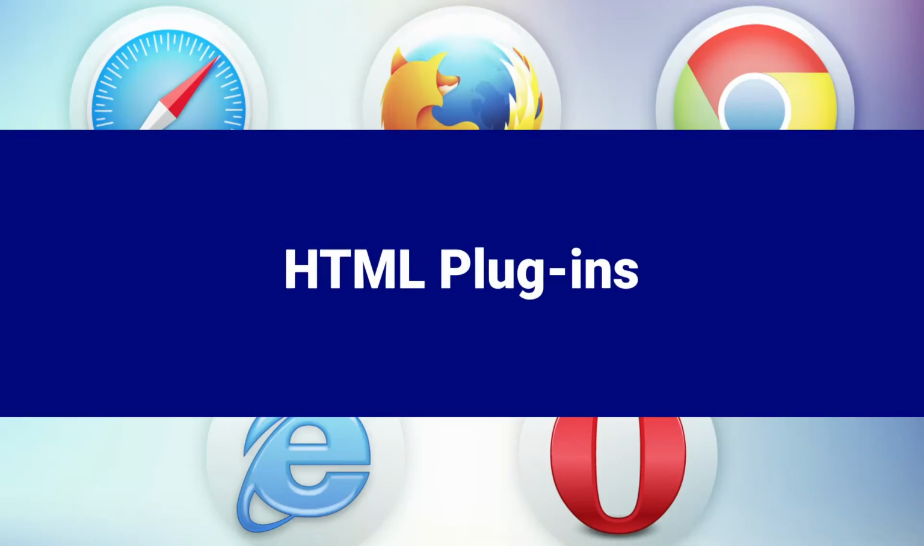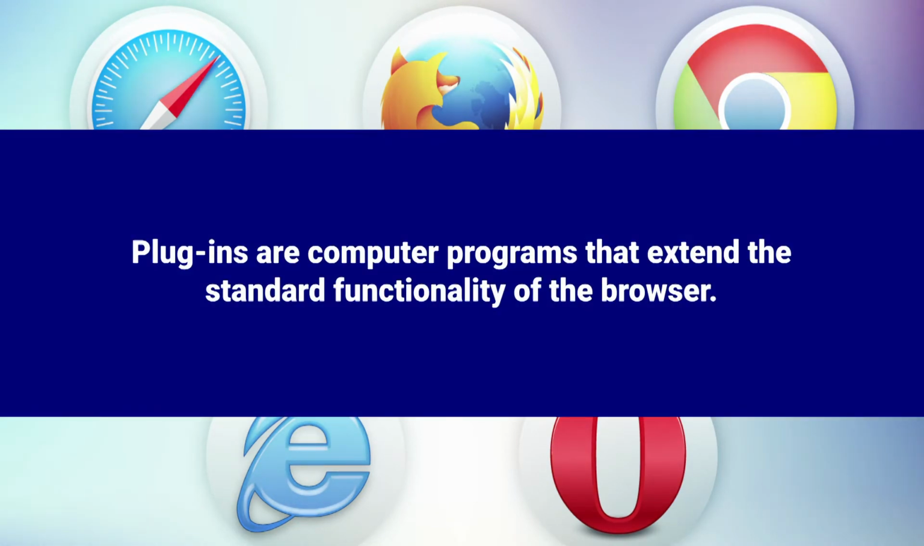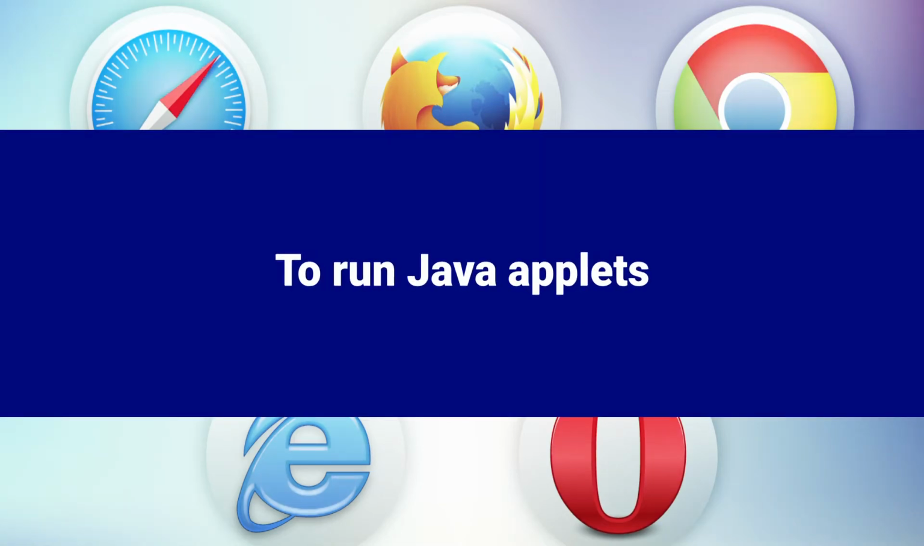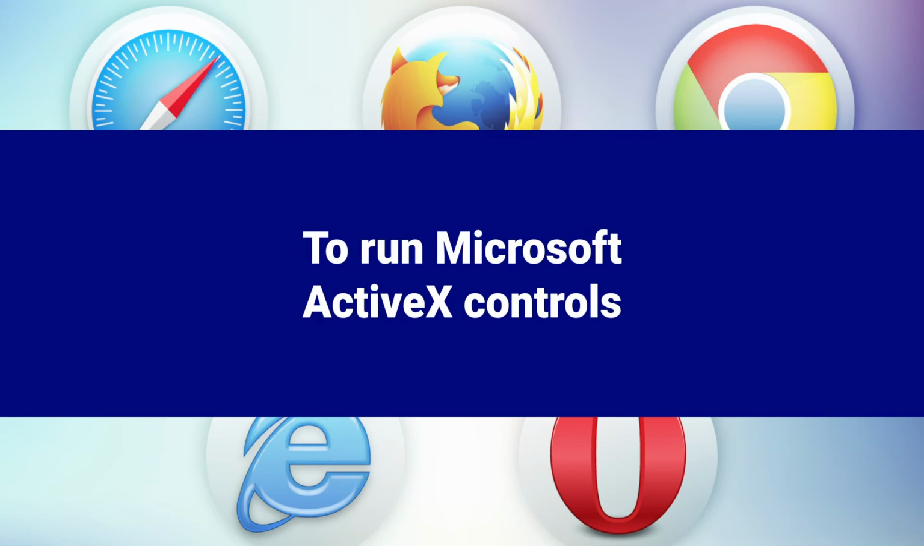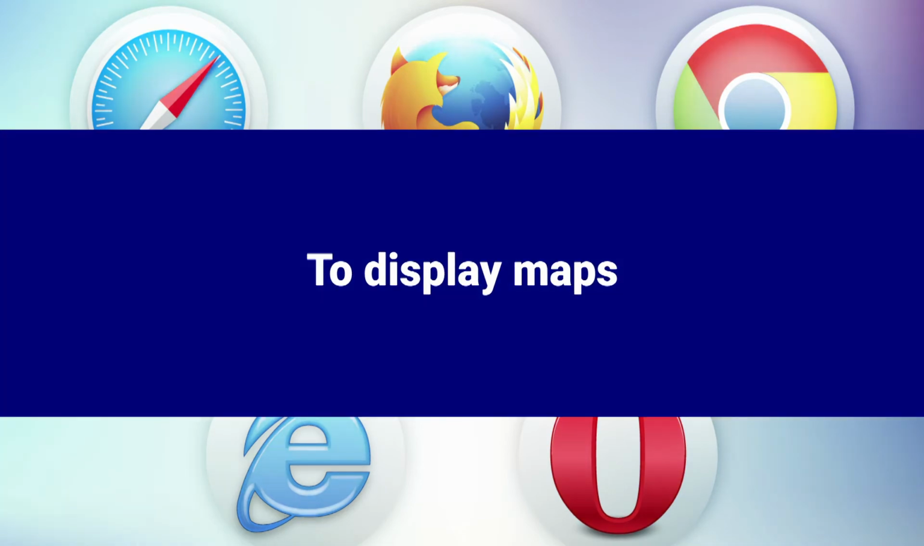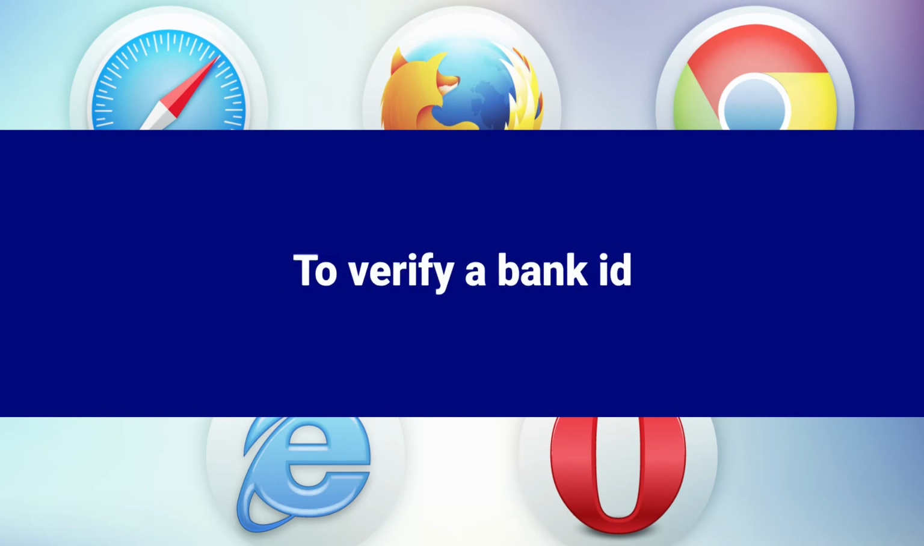And now there are certain things we have to think about, HTML plugins. Why is a plugin required? Plugins are computer programs that extend the standard functionality of the browser. Plugins were designed to be used for many different purposes. For example, to run Java applets, to run Microsoft ActiveX controls, to display Flash movies, to display maps, to scan for viruses, or to verify the bank ID.